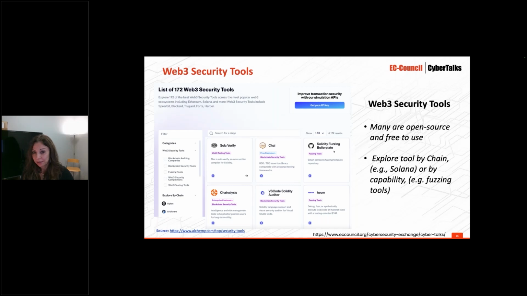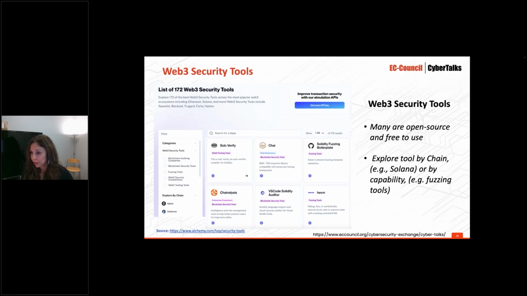Fuzzing is a very popular concept in the Web3 space for security tools, for example being able to fuzz the logic around the smart contracts. Here it gives you some templates and also incorporates the OSWAR framework into the fuzzing templates. So go ahead and take a look at many of these tools.